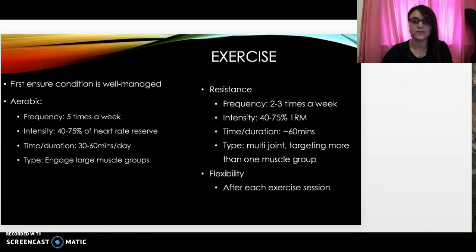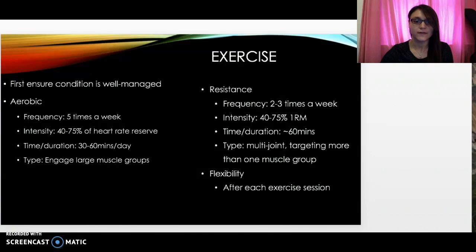She should do this 2 to 3 times a week, assuring a 48-hour separation for exercising the same muscle group. And then again, I want her to include flexibility after each exercise session.